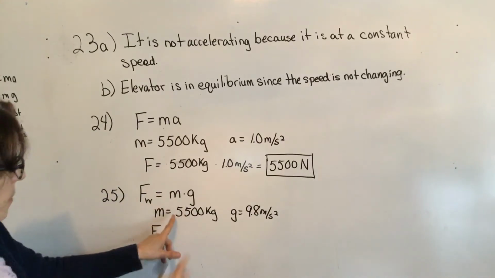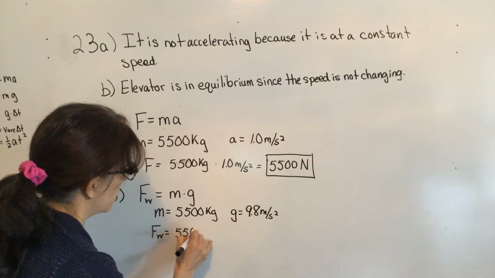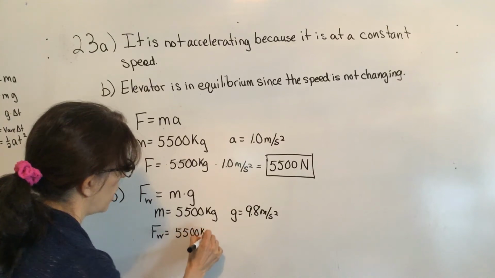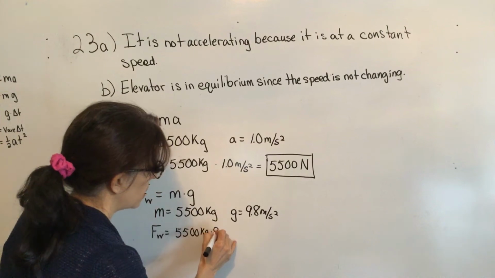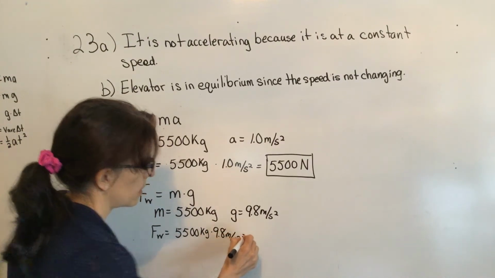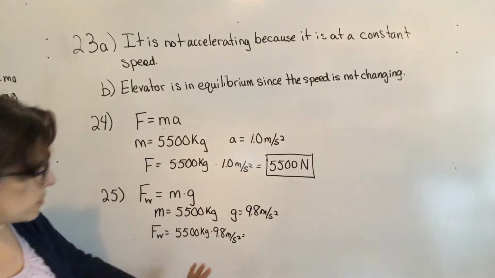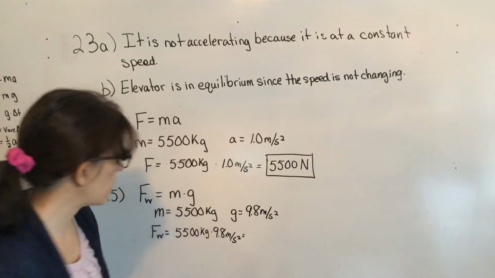Force of weight, rewrite the number for the mass. Okay, for g, rewrite just the number for g. And I'm putting units with it, which you should do. If the units confuse you, you don't have to write the units for this part, but make sure you write them at the end.